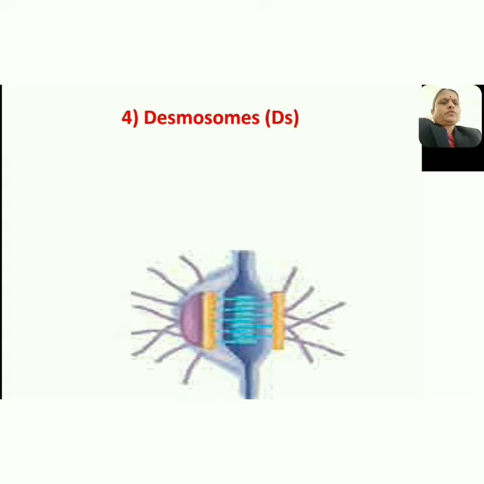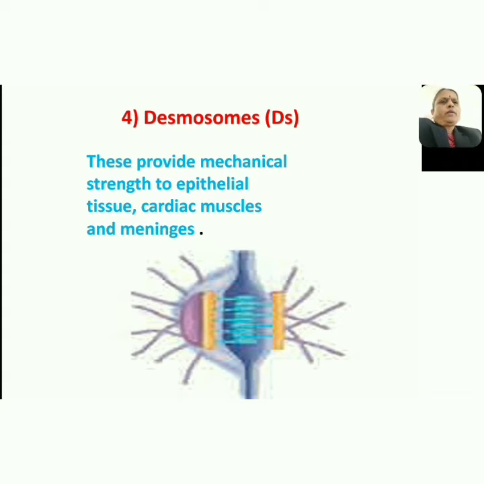Fourth, desmosomes, DS. This is the diagram of desmosomes. These provide mechanical strength to epithelial tissue, cardiac muscles and meninges. They provide the mechanical strength to the muscular tissue, epithelial tissue and meninges. These are the cell junctions. Remember.